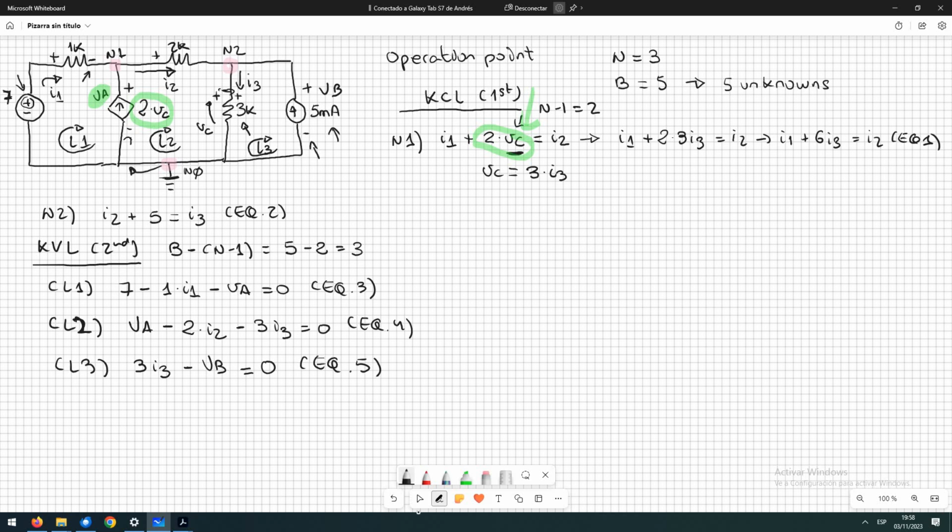So we have 5 equations and 5 unknowns. So we can just solve the system, and we're going to have all the currents and all the voltages of the circuit. So you can do the rest if you have time.